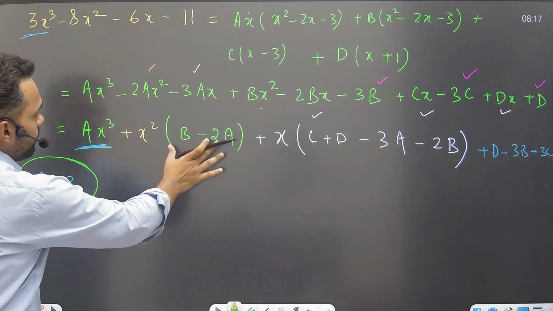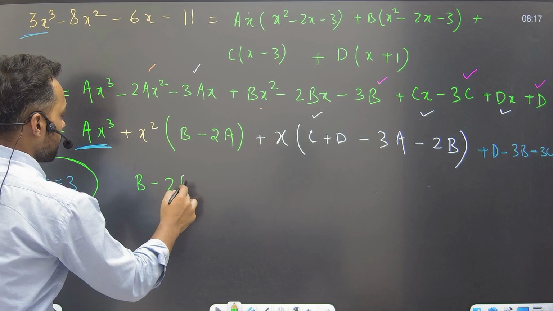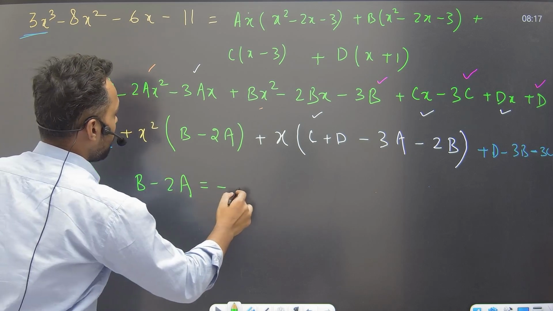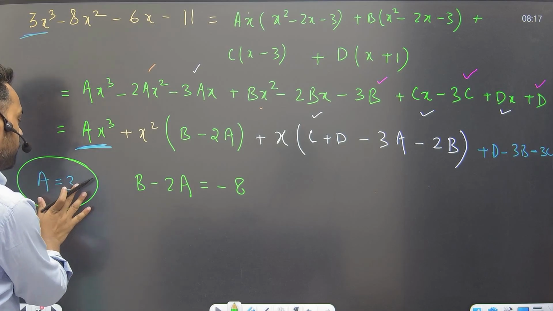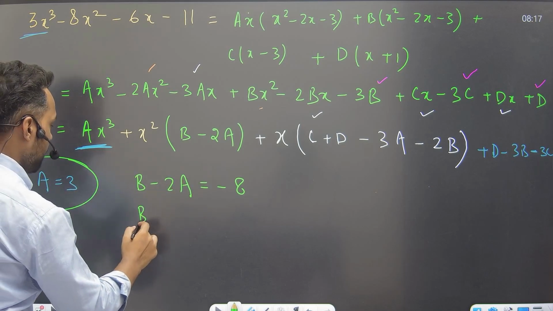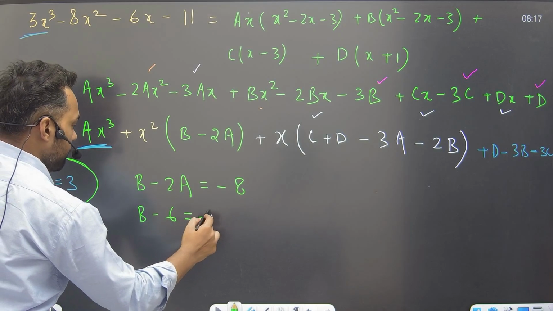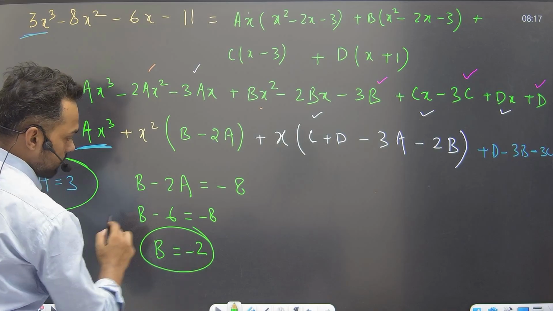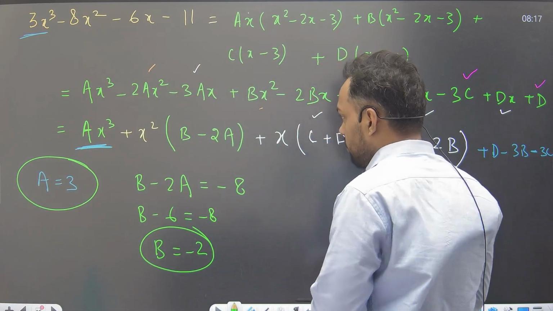Similarly, the coefficient of x square on the right hand side is b minus 2a, and on the left hand side it is minus 8. So after plugging in the value of a equals 3 in this equation, you will get b minus 2 times 3, which is 6, equals minus 8. So you will get b equals minus 2. Okay, b will be minus 2.